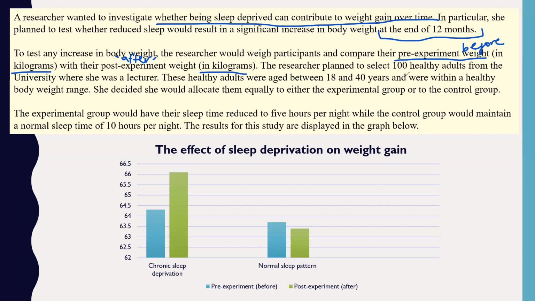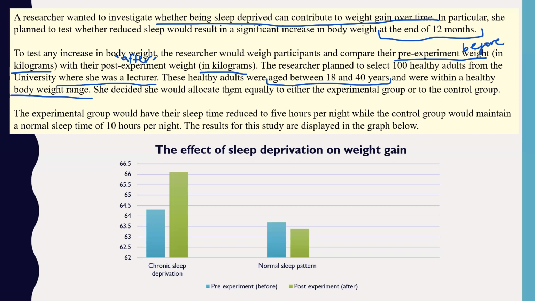The researcher planned to select 100 healthy adults from the university where she was a lecturer. So that should give you a little clue as to what kind of sampling technique was used. Okay, where she's a lecturer, where it's easy for her to grab those participants. These healthy adults would be aged between 18 and 40. So that's a pretty big age gap. Okay, a lot of individual participant differences can come out of that, and they were within a healthy body weight range. So no one was overweight or obese to begin with. So obviously she's controlled for that individual variable of body weight.